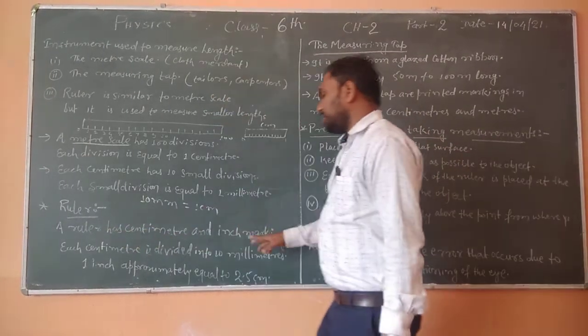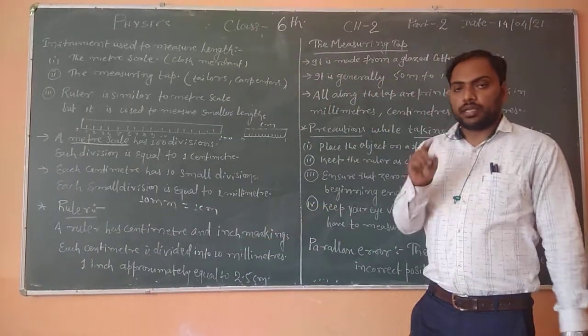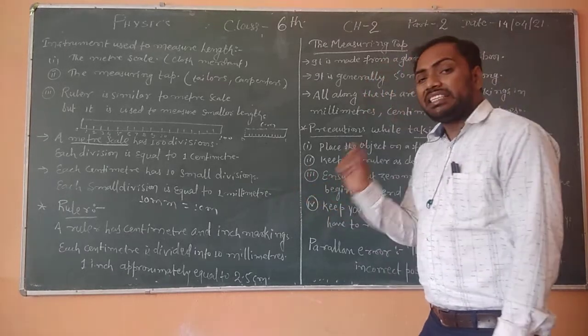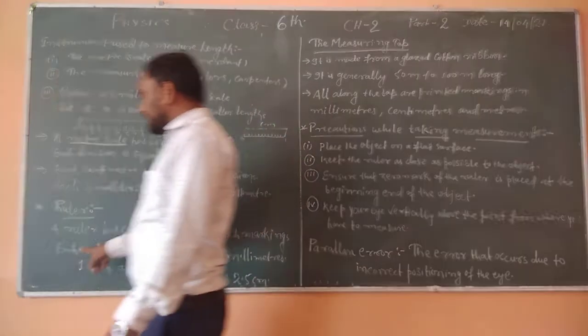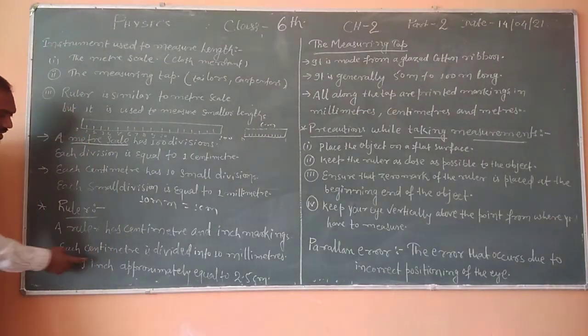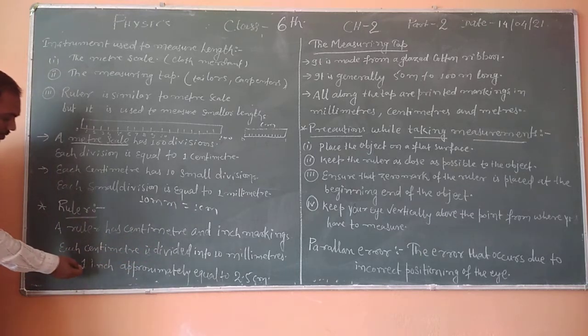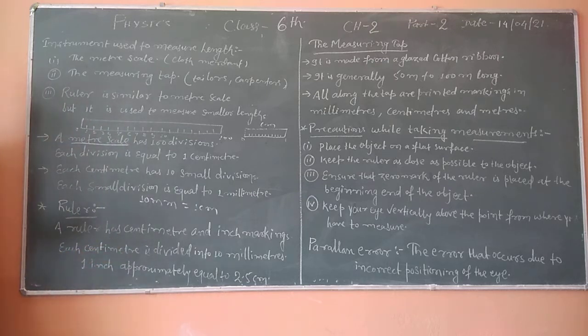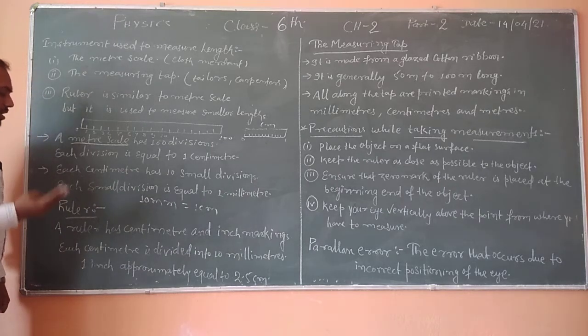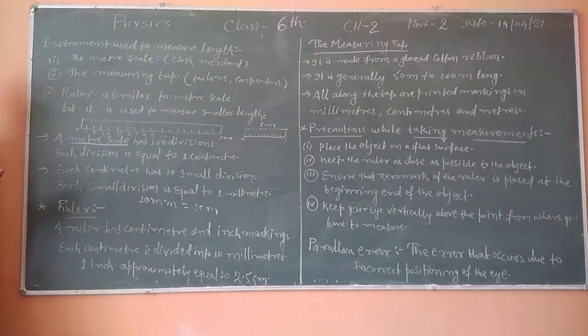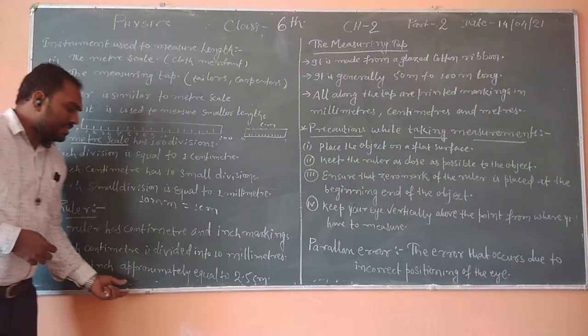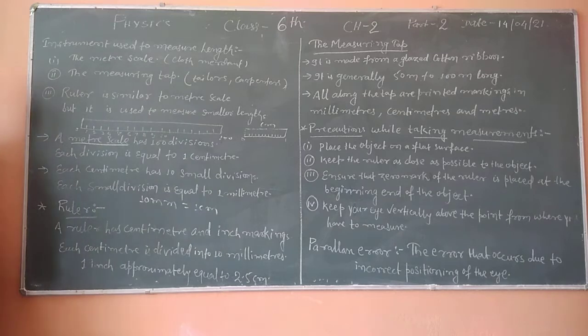A ruler has centimeter and inch markings. Each centimeter is divided into 10 millimeters, as I have mentioned for the meter scale. The same division is here. 1 inch is approximately equal to 2.5 centimeter. Means in a ruler two things are denoted, centimeter and inch, and 1 inch is equal to approximately 2.5 centimeter.